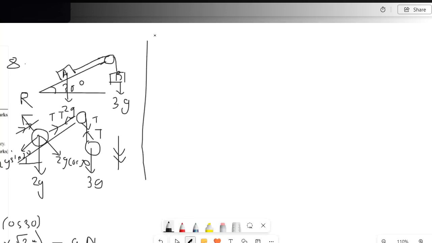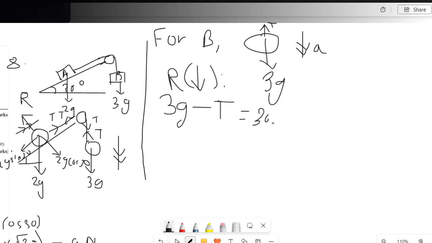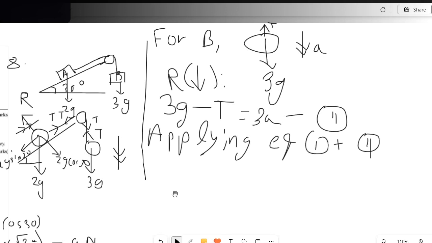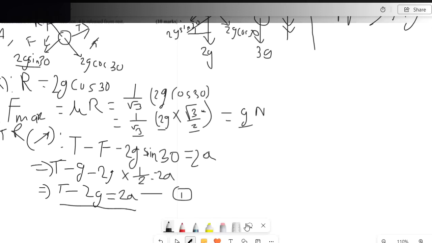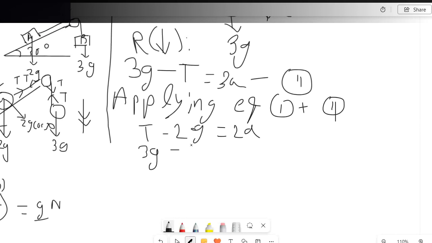So now let's consider the motion of B, which looks something like this. This is 3g, and this is tension, which is accelerating downwards with a. Therefore, 3g minus T, resolving downwards, is equal to mass times acceleration, which is 3a. This is equation 2. So applying equation 1 plus equation 2, we know that equation 1 is T minus 2g is equal to 2a, and then 3g minus T is equal to 3a.